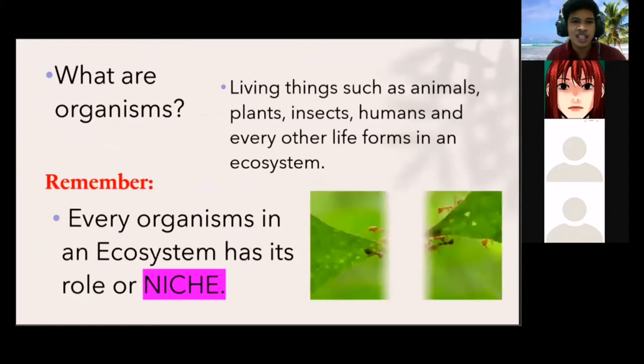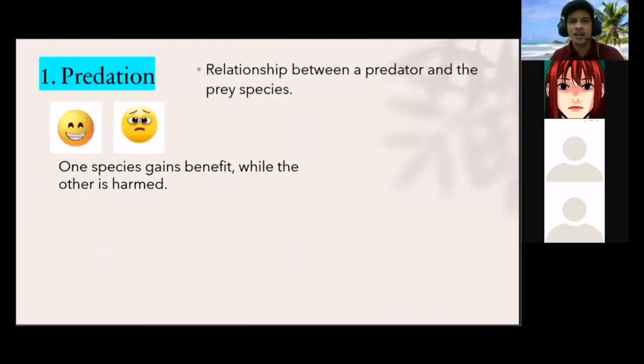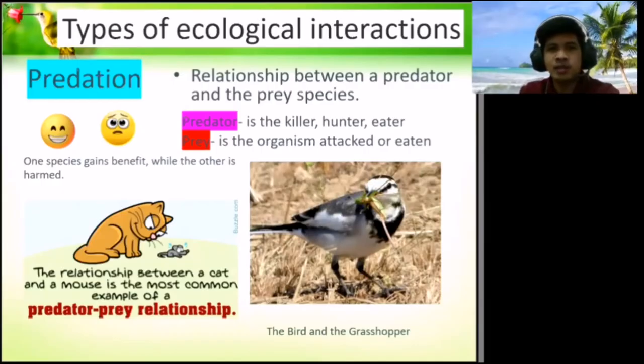I will skip this one. Okay, so let us proceed here, the ecological relationship. The first one we have is predation, right? The first ecological relationship is called predation. In here, these are the types of ecological relationships. Here we have predation, or predator-prey relationship. This is a relationship between a predator and the prey species.